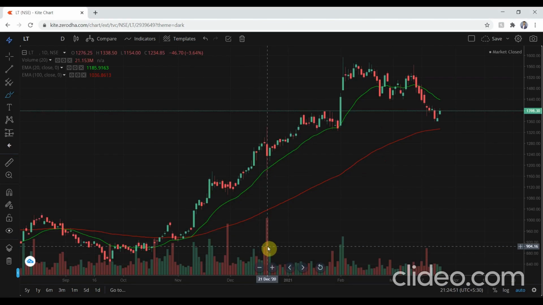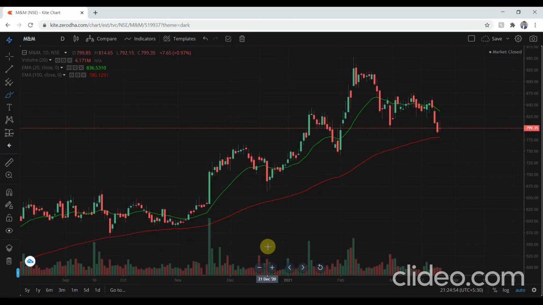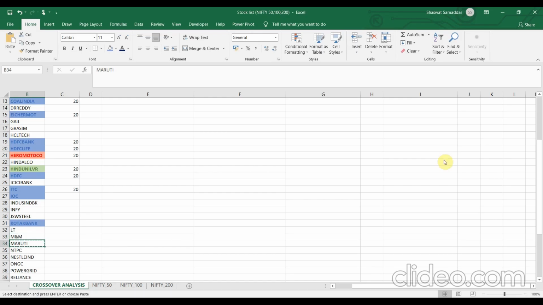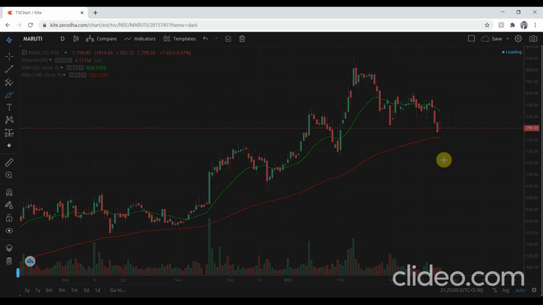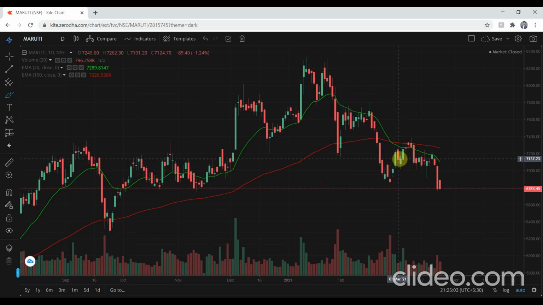Next is Mahindra and Mahindra. Okay, so the gap is far. Discard. Next is Maruti. Okay, so the Maruti has shown a crossover on 1st March. It was just the start of the month, so I will not consider it. It is a bearish sign, but the moment to take the trade has passed. The right time to take the trade would have been here.